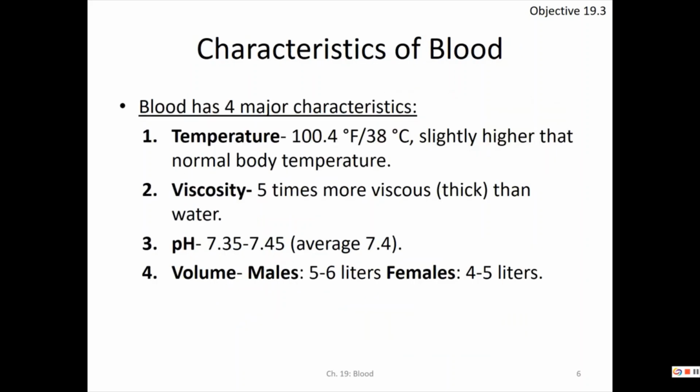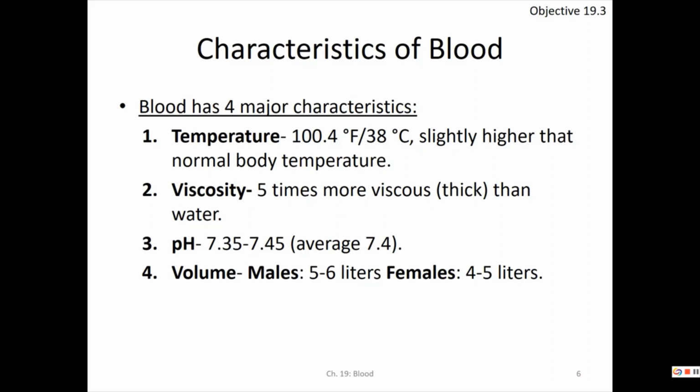Now, when we collect blood, either through venipuncture or arterial stick, blood's major characteristics are basically this. There's a range and average to some things, but blood is slightly higher in temperature than normal. In America, if you're talking about the Fahrenheit system, it's 100.4 degrees Fahrenheit, or 38 degrees Celsius. 37.5 roughly is your normal Celsius for a human, 98.6 degrees Fahrenheit. So this is slightly higher than normal.